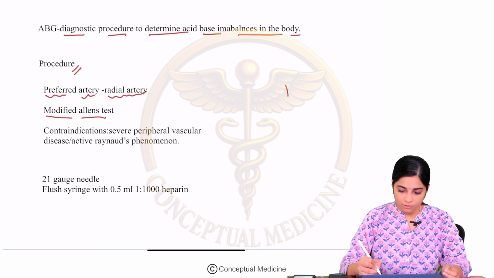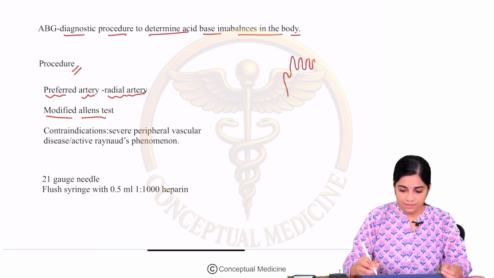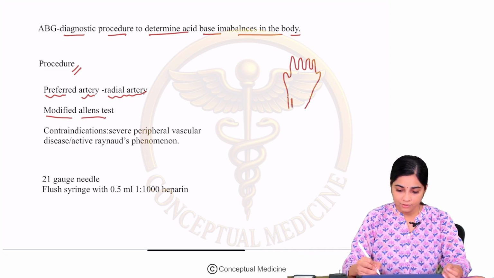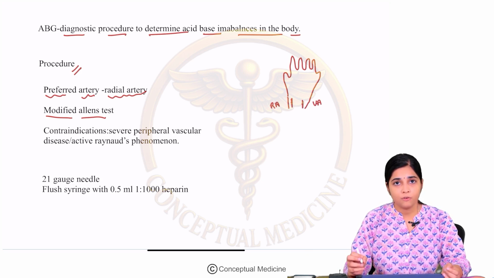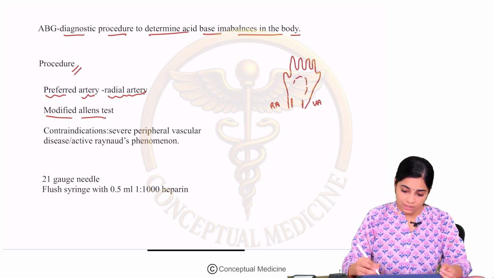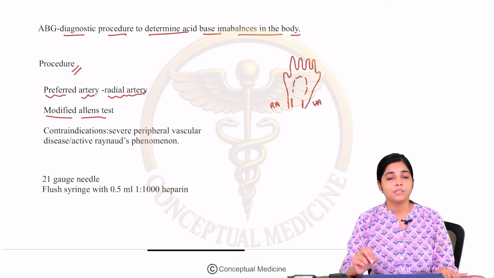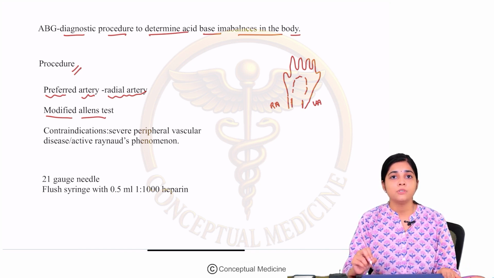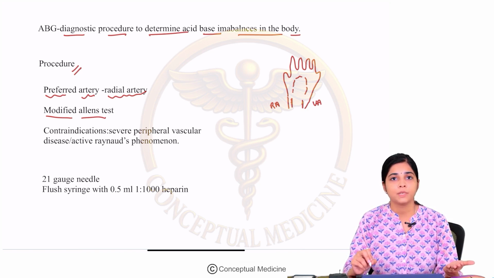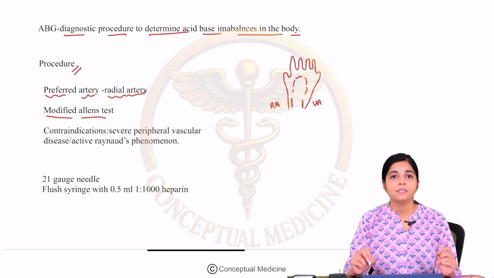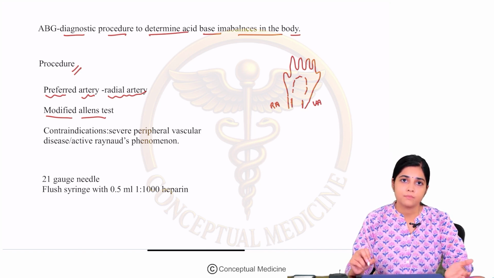So what do you do in this modified Allen's test? Let us understand that this is your hand. You have your radial artery here and your ulnar artery. From the basics of anatomy, you know that this is your arterial arch, which is formed this way. The basic idea of the modified Allen's test is that you should ensure that the blood supply to the hand is maintained and there are enough collaterals, because if you puncture one artery and that is the only artery which is patent, then you can cause ischemia to your fingers.